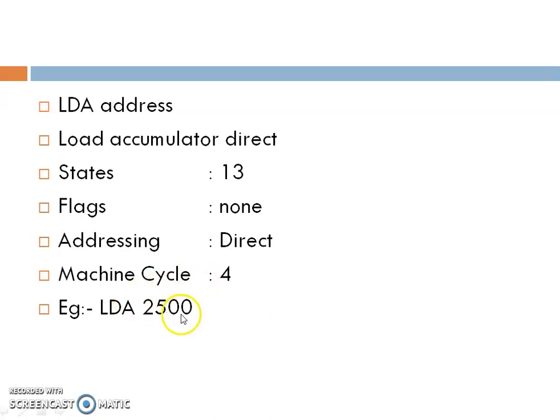Consider the example LDA 2500. In the first machine cycle, the operation code of LDA is fetched, and during the second machine cycle, this 00 is read from the memory location, and during the third machine cycle, this 25 is read from the memory location, and in the last machine cycle, the contents of the specified memory location, that is 2500, are read and the data is placed in the accumulator.